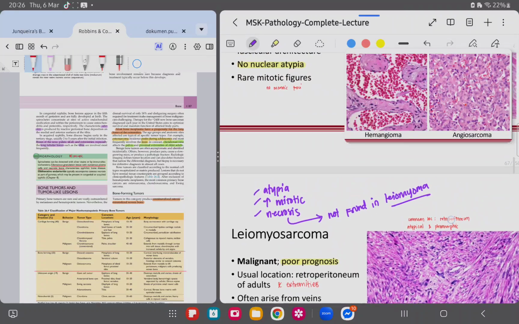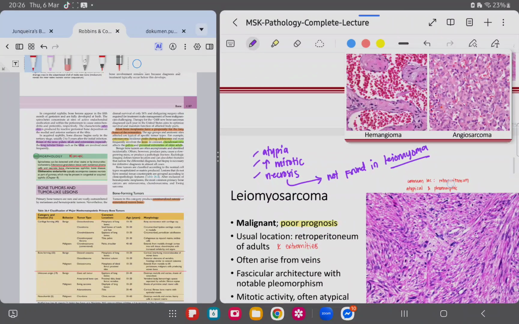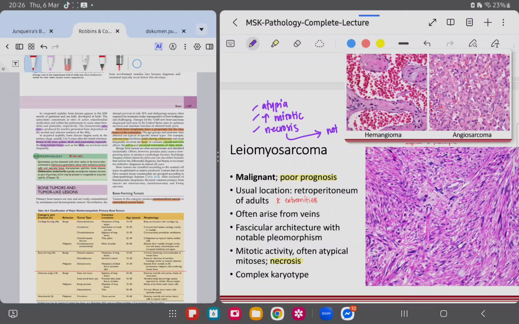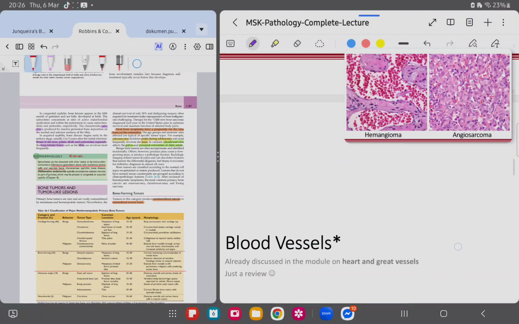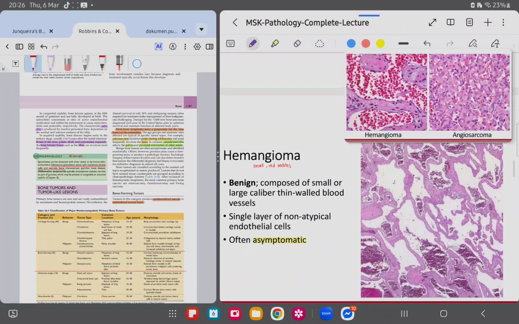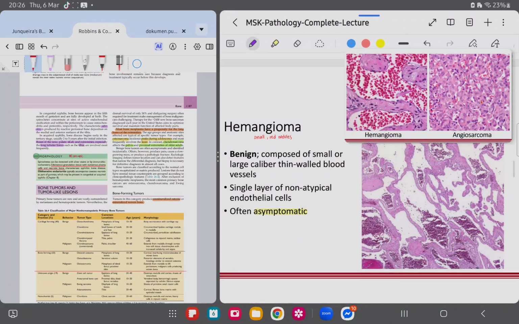of these two lesions. And as you can see, the nuclei in your angiosarcoma are definitely more atypical and pleomorphic. Please do not forget the difference between atypical and pleomorphic. Atypia means variation in the cell size. Pleomorphism refers to variation in the shape of the cells.